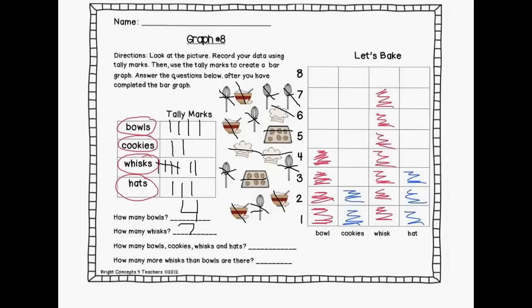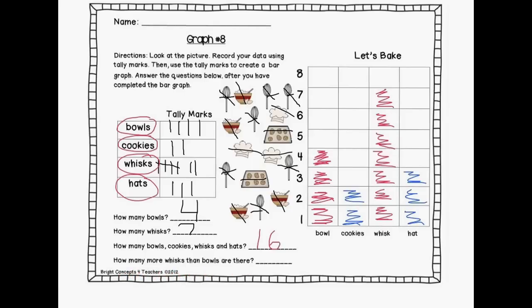So I can count my tallies. 1, 2, 3, 4, 5, 6, 7, 8, 9, 10, 11, 12, 13, 14, 15, 16. I could also go through and count all of the squares I colored in. 1, 2, 3, 4, 5, 6, 7, 8, 9, 10, 11, 12, 13, 14, 15, 16. They matched up.